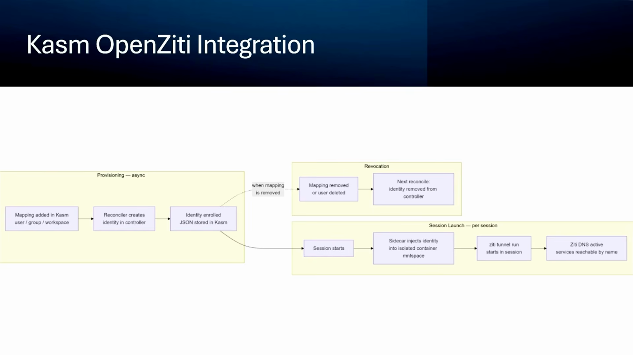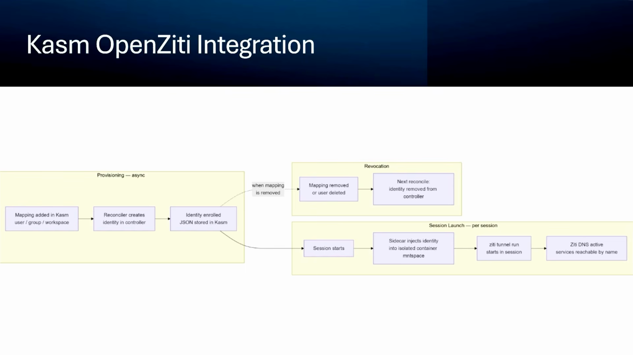The identity lifecycle looks like this. When you map a provider to a user or workspace, Kasm creates an identity in the controller with a predictable name, something like Kasm user Alice or Kasm workspace Chrome. It enrolls that identity automatically and stores the resulting identity JSON. When a session launches, Kasm's egress sidecar retrieves the stored identity, writes it to a secure namespace, and starts a ZT tunnel process inside the container.